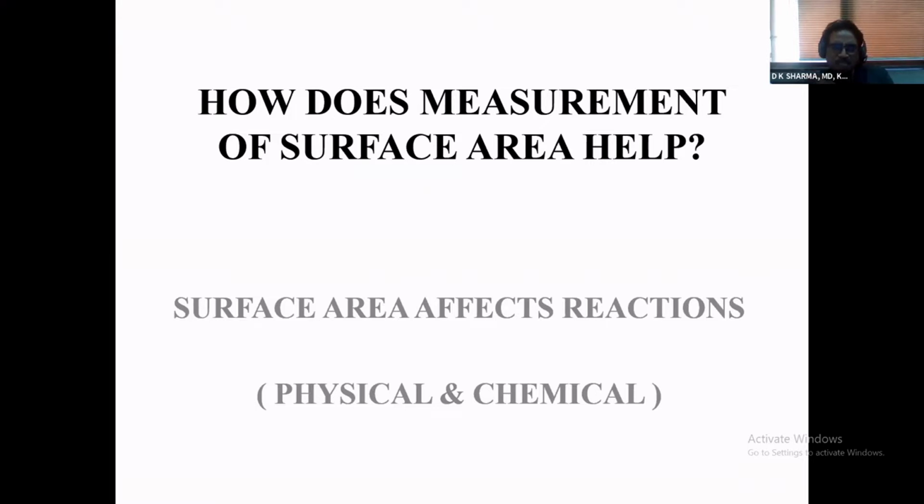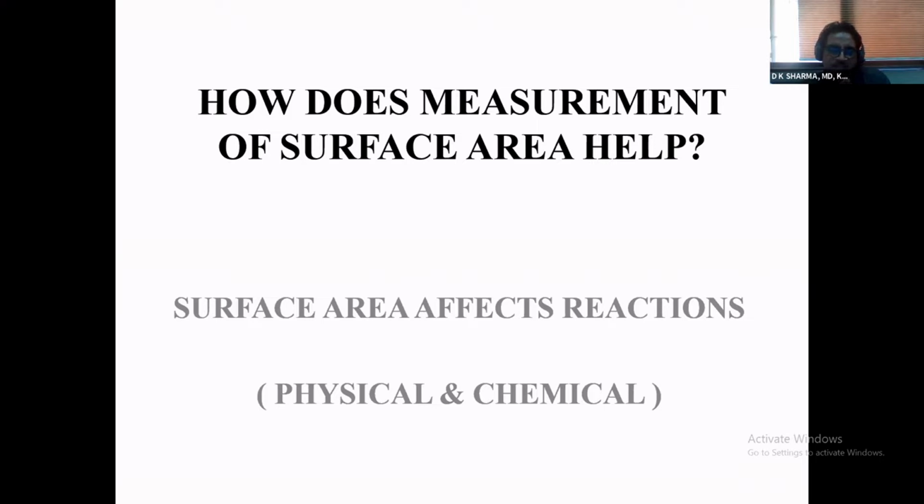Well, surface area, as you know, the most important reason why we want to measure surface area is that it will affect reactions. It could be physical reactions, it could be chemical reactions. Vaporization, a physical phenomenon, will be enhanced by the enhancement in the surface area, and any other chemical reactions, especially those taking place in the presence of a powder, will be dependent on the surface area of the particles that go to make that powder.